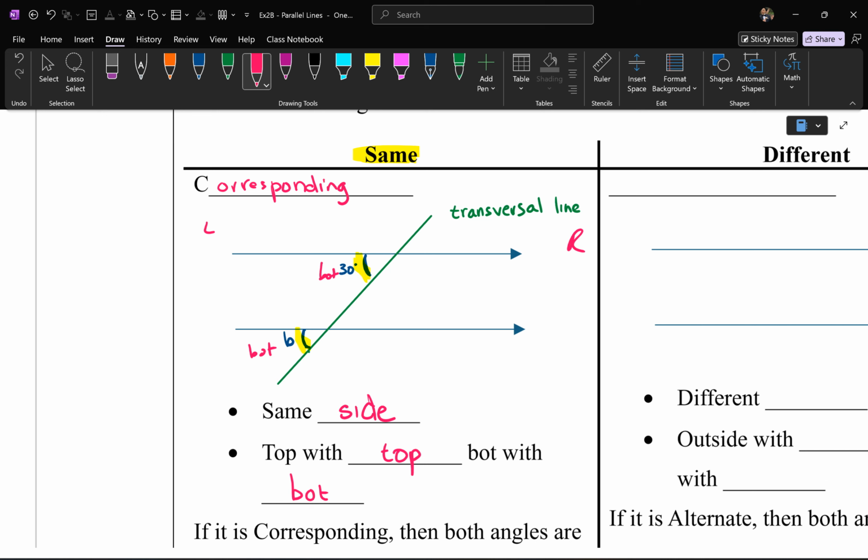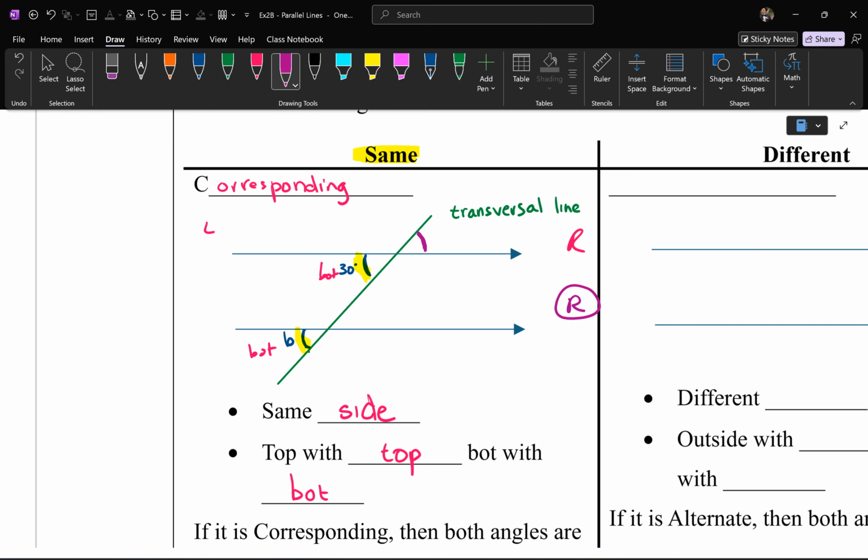So it only works if it's top with top, bottom with bottom, but they both have to be on the same side. So I'll give you some more examples. Here's another example. What's another corresponding angle? Let's say I pick the one over here now. So I'm going to pick the right side. So this line and this blue line makes this angle. So that green line and that blue line creates this angle when I move them. Is that on the right side or on the left side of the transversal line? It is on the right side. Now, if I want a corresponding angle, I need it to also be on the right.